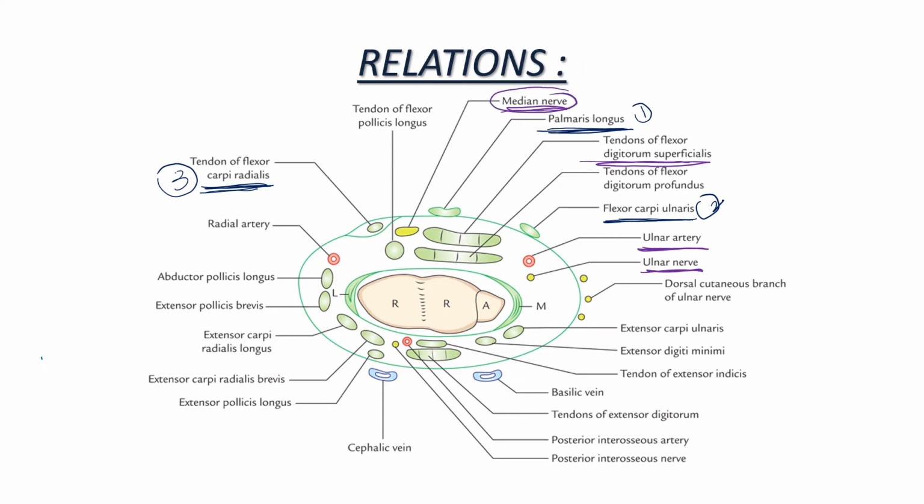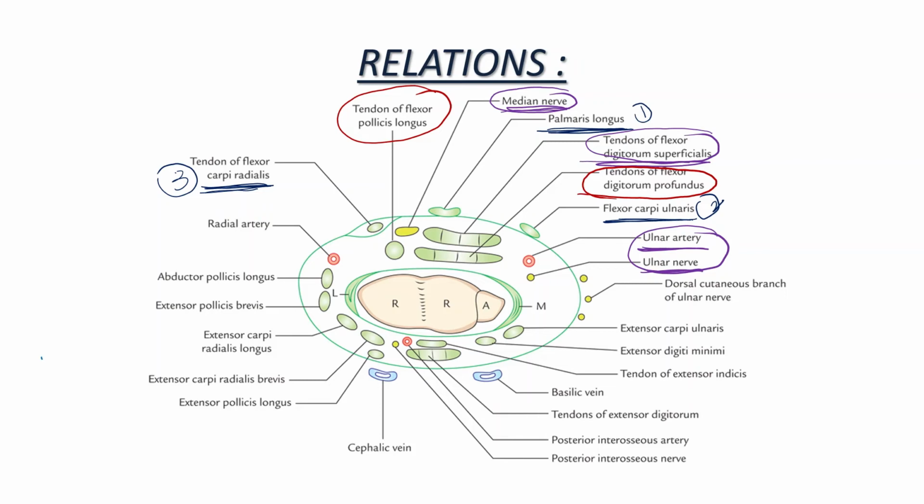Just beneath the palmaris longus. The relations are the tendons of the flexor digitorum superficialis, the median nerve, and the ulnar vessels and nerve. In the deepest plane, the anterior relation of the joint is mainly formed by the tendons of flexor digitorum profundus, which are four. Other than that, the tendon of flexor pollicis longus along with the anterior interosseous vessels and nerves. So all these make up the anterior relation of the wrist joint.